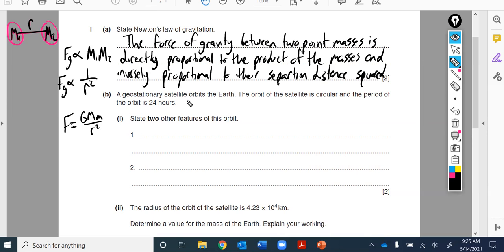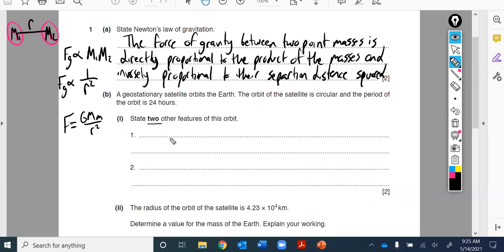Now it says a geostationary satellite orbits the Earth. The orbit of the satellite is circular, and the period of the orbit is 24 hours. State two other features of this orbit. Anybody have one? Find it in your notes. Anybody? Two other features of a geostationary orbit.